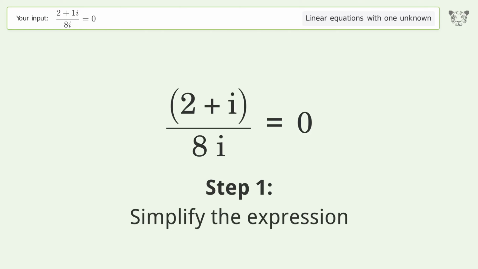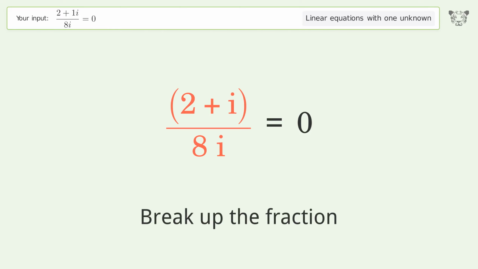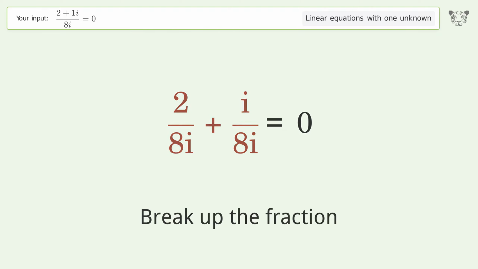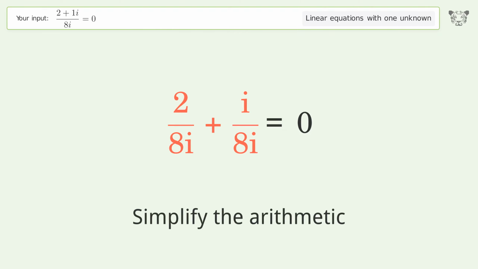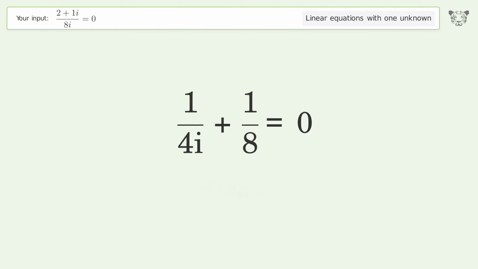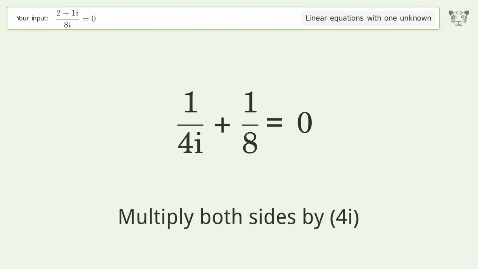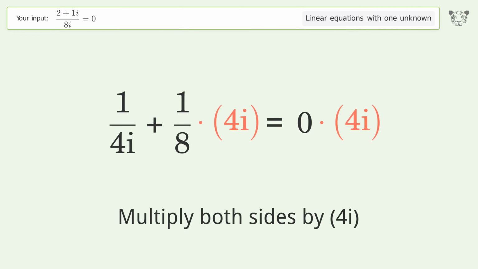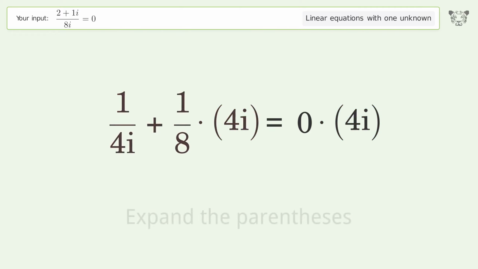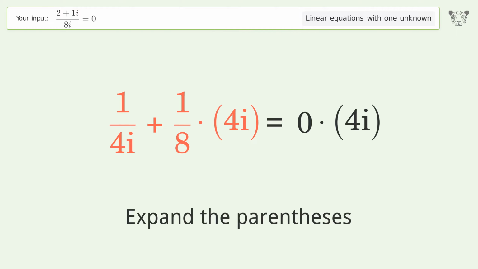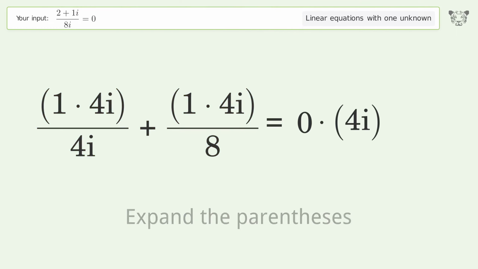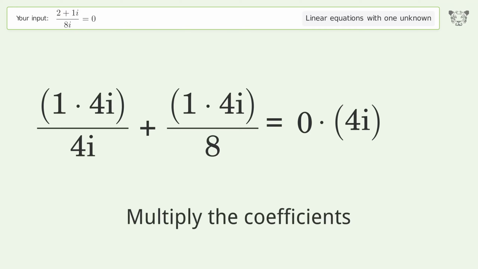Simplify the expression. Break up the fraction. Simplify the arithmetic. Isolate the I. Multiply both sides by 4i. Expand the parentheses.